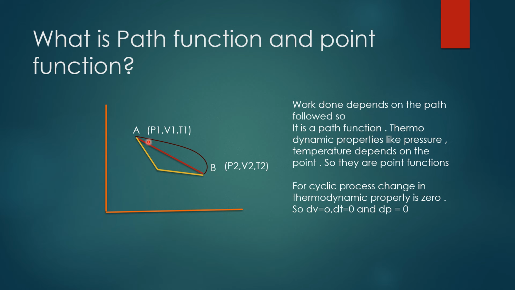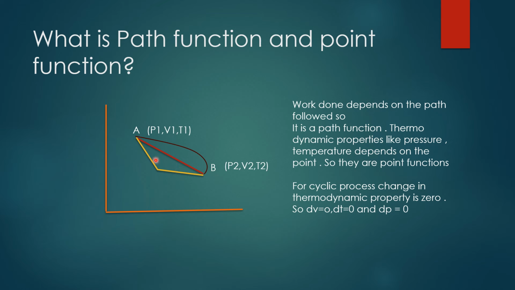So at point A, pressure, volume and temperature are at stage 1, and at point B also, pressure, volume and temperature are at stage 2. So it does not depend on the path you take. The cities are not going to change. They are going to be the same. You go by different routes.